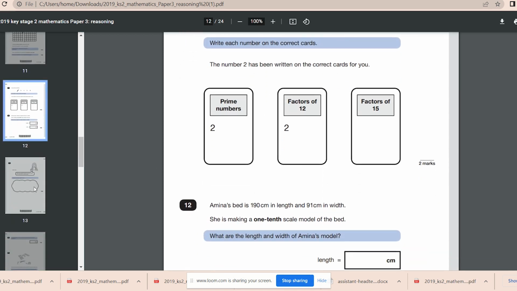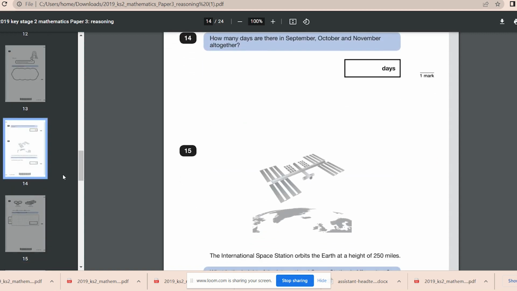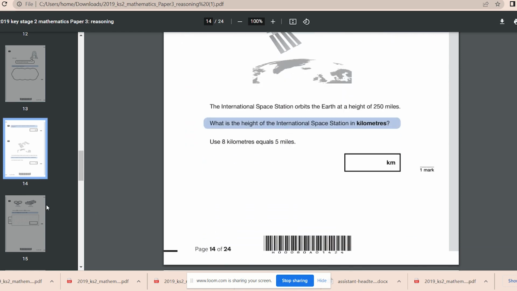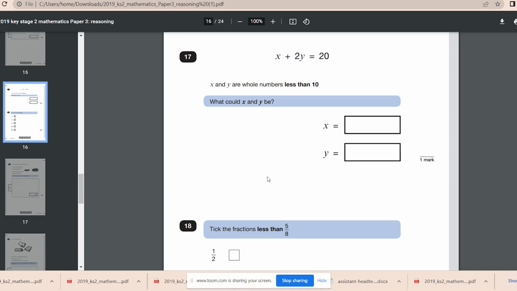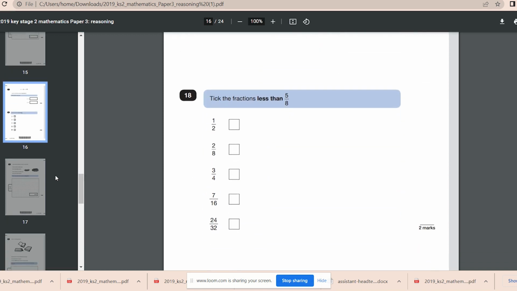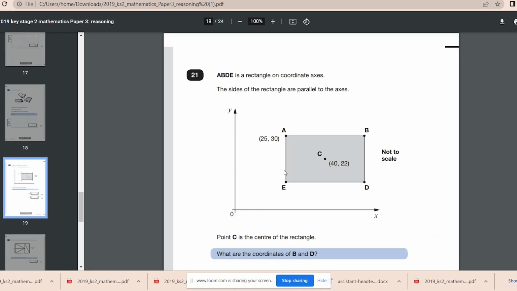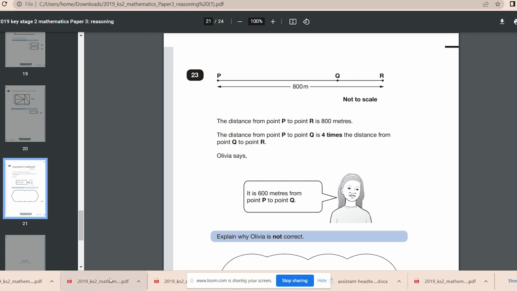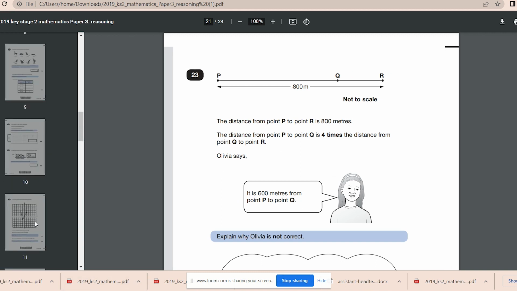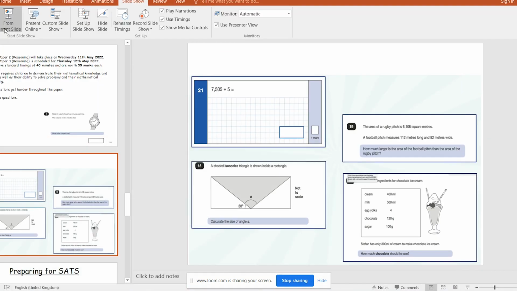Factors, primes, and numbers. Another word problem. Another word problem. And you can see they get more and more of these word problems as you go throughout. Algebra. Fractions. Equivalent fractions. So yeah, this paper is significantly more difficult than the arithmetic paper. But again, if they get high in the other paper, if they get a 35 mark, they will only need around 12 in those other two papers.